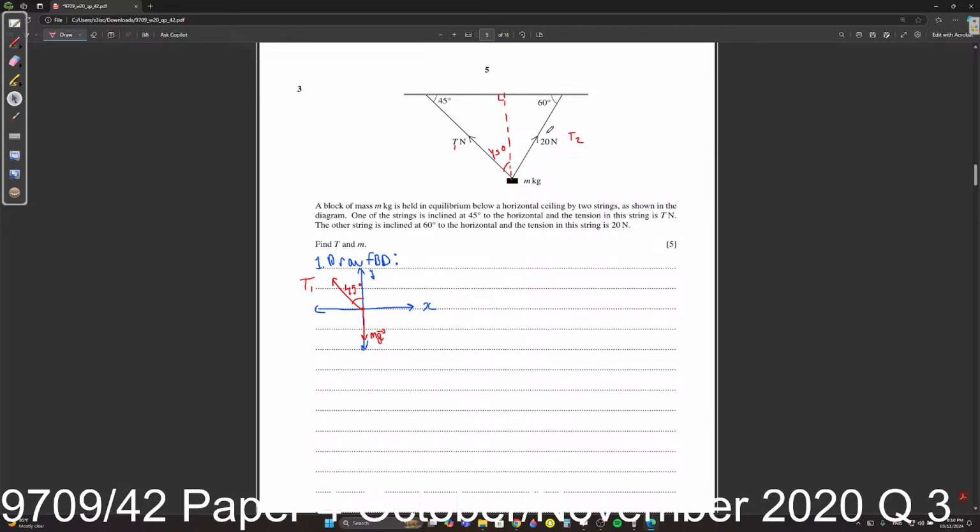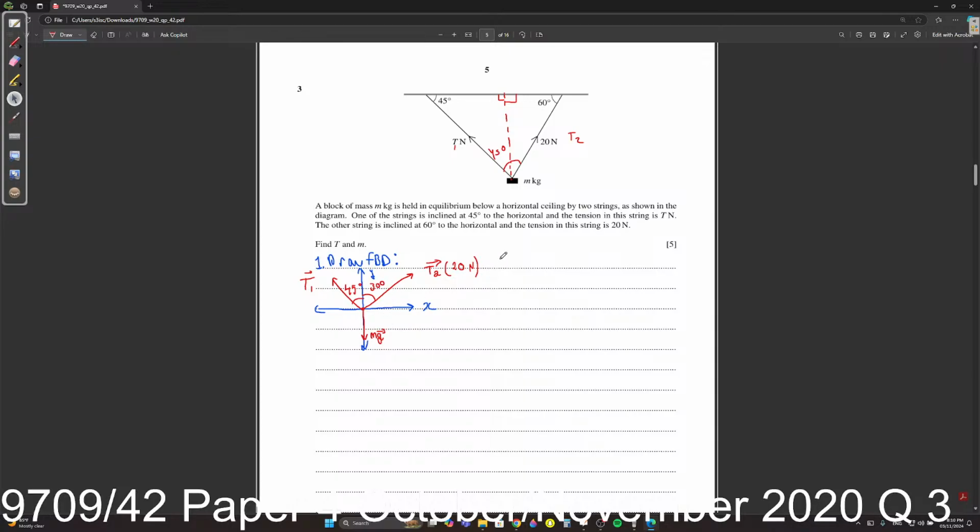We have our T2 over here on the right. T2, and it's 20 newtons. Right? And let's put a vector above it. Okay. We have 60 degrees here. This one's 90. How much is this going to be? 90 minus 60, 30 degrees. Right? Okay, so we now resolved our forces.